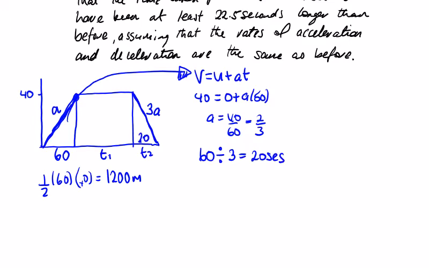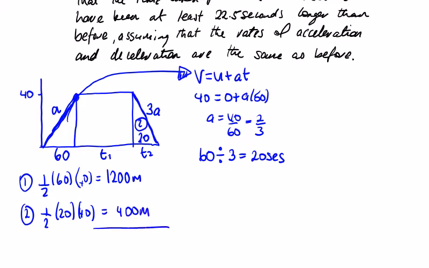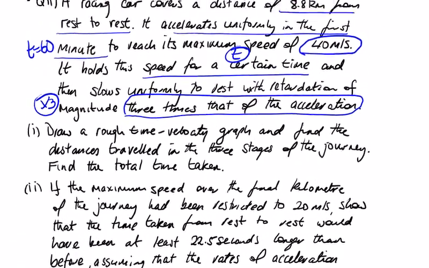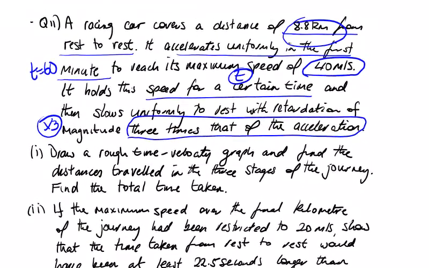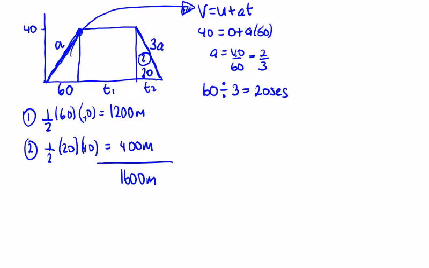I can get the area of that one too. So this is number 1. This is number 2. Half 20 by 40 is going to be half of 800, which is 400 meters. It's going to give me a total of 1600 meters. I think it was 8.8 kilometers. Let me just double check. 8.8 kilometers is the total distance. So what are we left with?